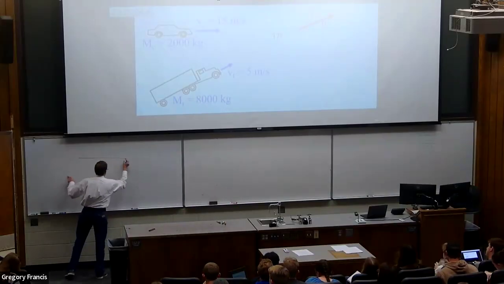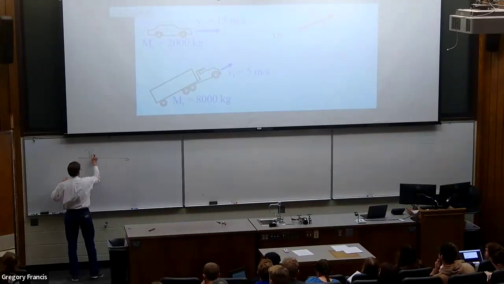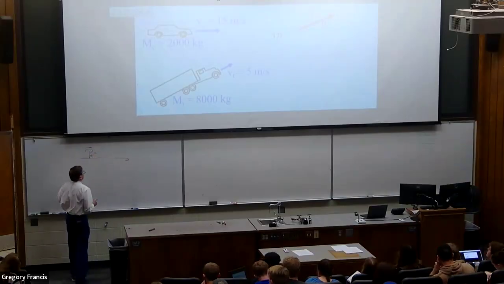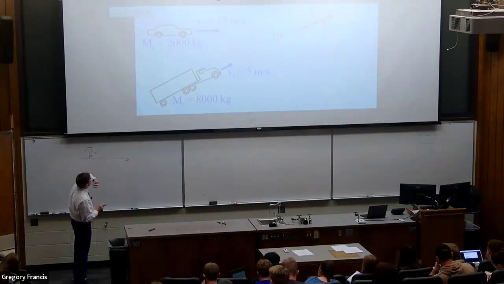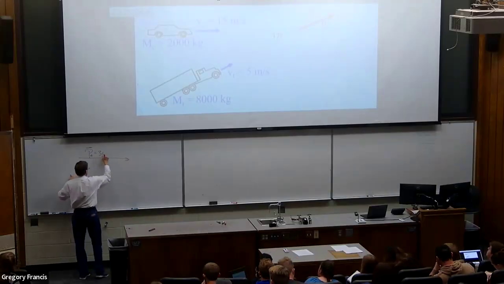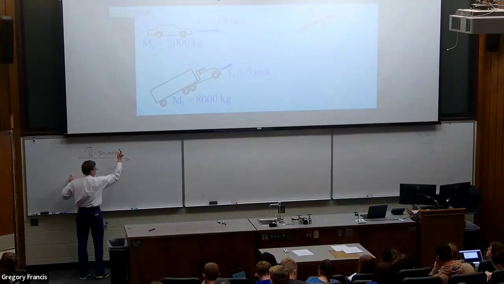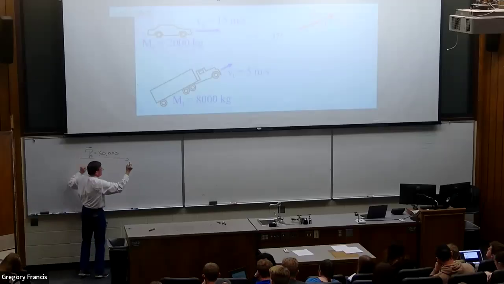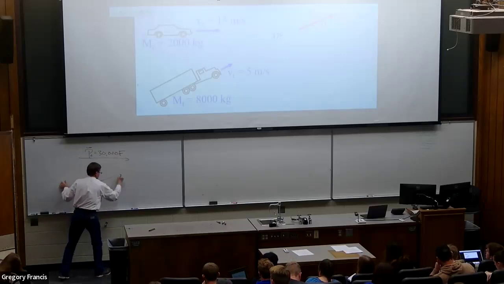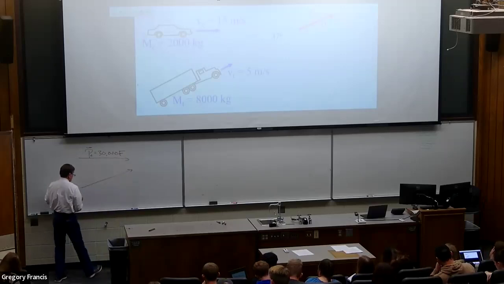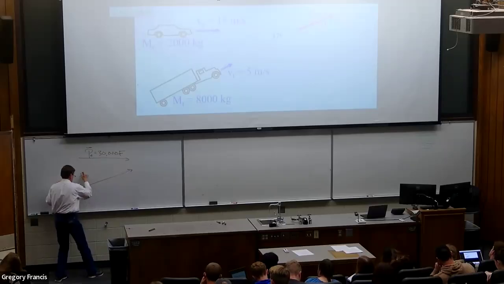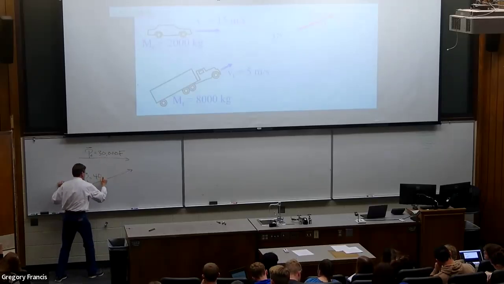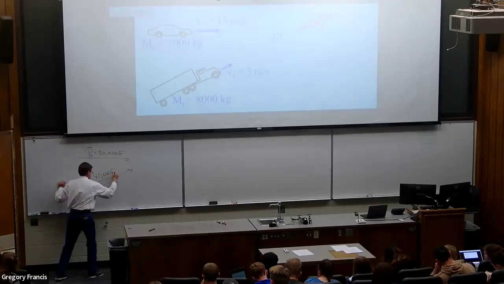So for the car, I've got 2,000 kilograms times 15 meters per second. That's 30,000. What are the units? Franci, thank you. That makes me happy. Okay, and then for the truck, we have 8,000 times 5 or 40,000 Franci.